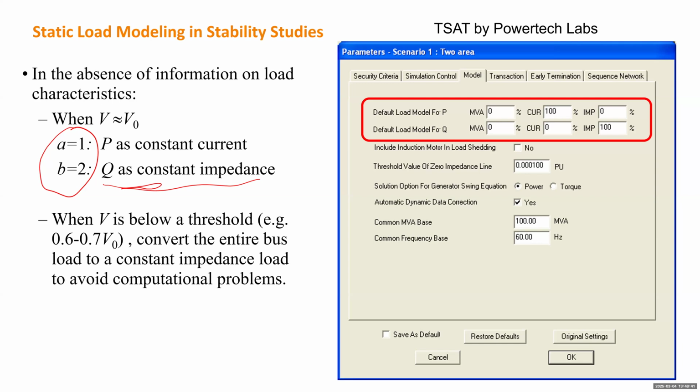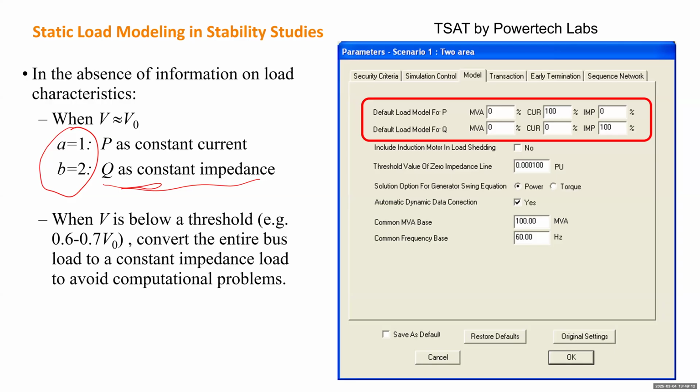And also, if the voltage is below some threshold, if there's some controller, that will change the load characteristic. Okay, so when the voltage is near V0, it can behave like a constant current or constant impedance. But when the voltage is too low, there could be some controller, such as if this load is an induction motor. So there'll be some protection control with the induction motor.